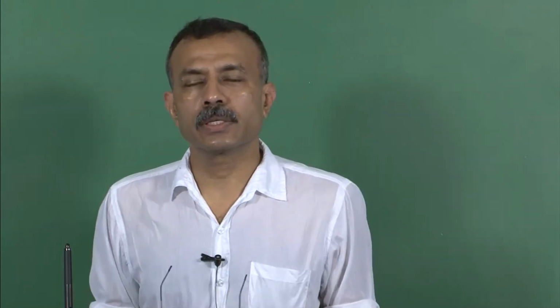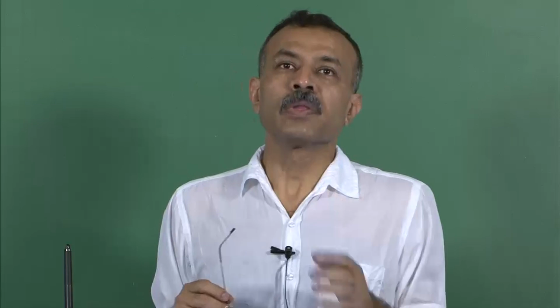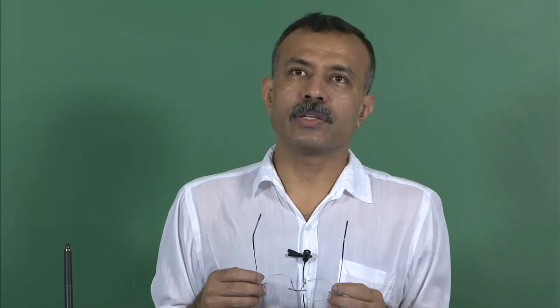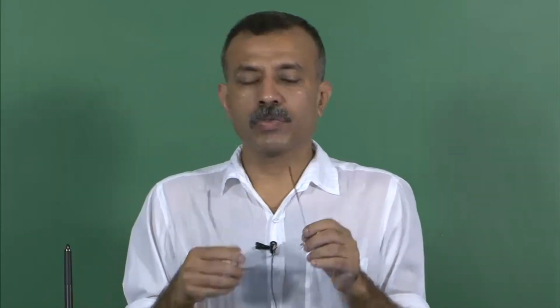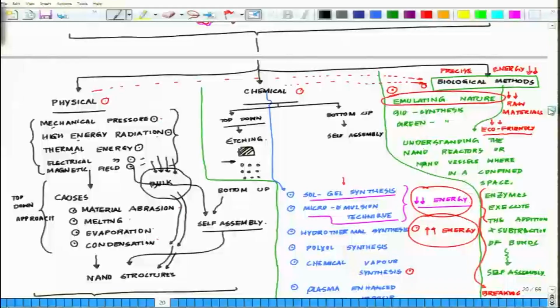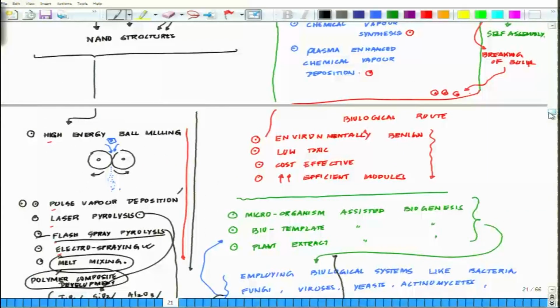Post that, we have talked about the different methods of synthesis, broadly the outline of physical methods, chemical methods, and the biological method. And within that, we have talked a little bit in depth about the physical method. So, if you recollect, this is what we have already talked about: the physical, chemical, and biological methods. And within that, we talked about the 5 different techniques: high energy ball milling, pulse vapor deposition, laser pyrolysis, flash spray pyrolysis, electrospraying, melt mixing, and polymer composite development.